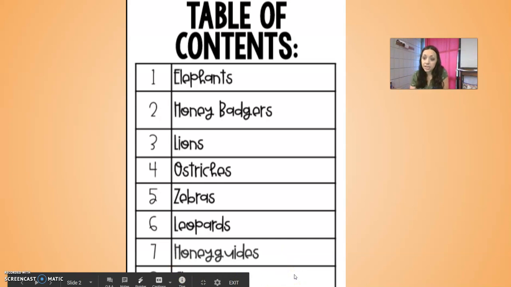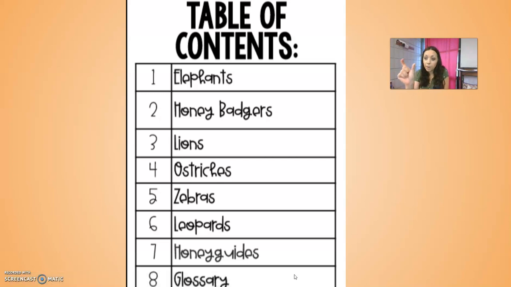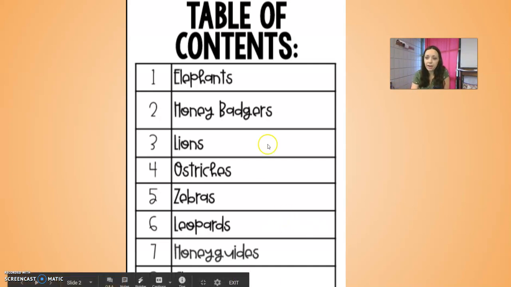Remember, our glossary is somewhere we can go that if we see a bolded or dark word, and we don't know what it is, we can flip to the glossary and it'll give us a definition of that word. So here we go, African Animals.